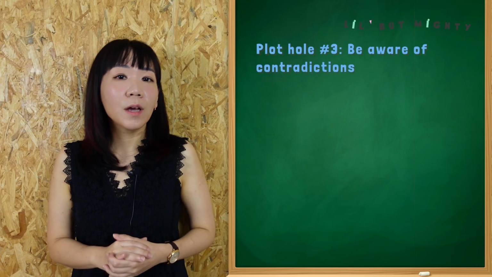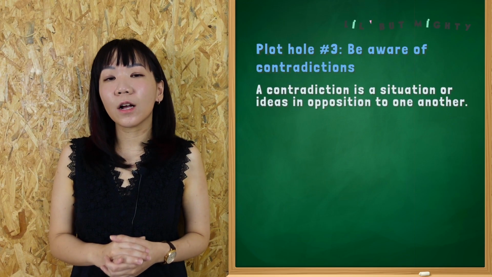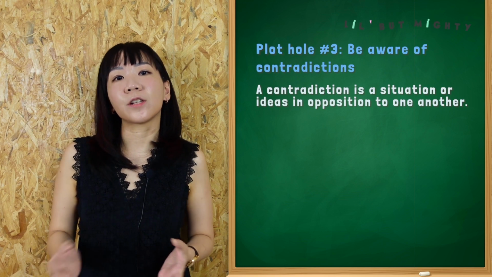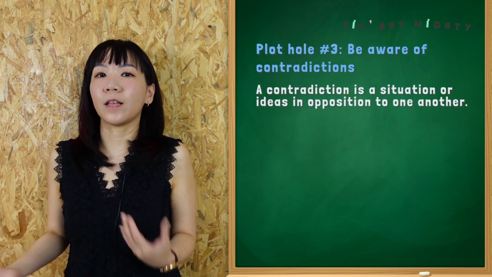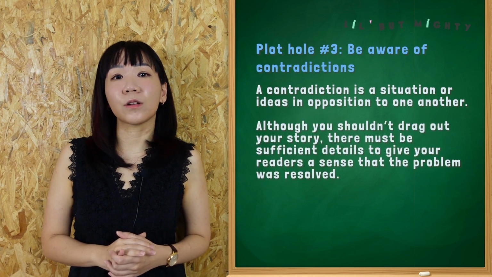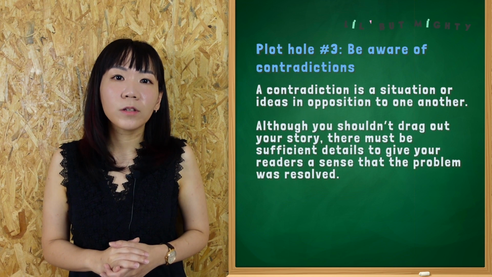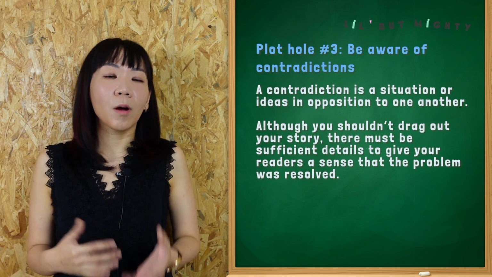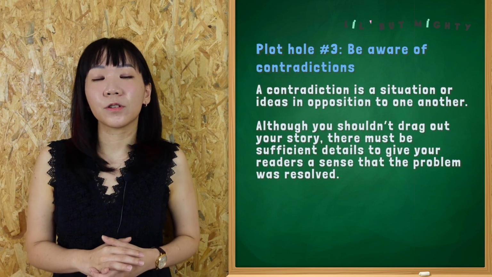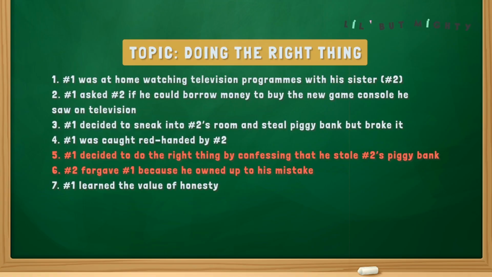Number 3, be aware of contradictions. A contradiction is a situation or an idea that is in opposition with one another. Although it is wise not to drag out your story, it is important that you've provided sufficient details to give your reader a sense that the problem was successfully resolved in your story. Additionally, you want to make sure that you have actually addressed the topic in the question.